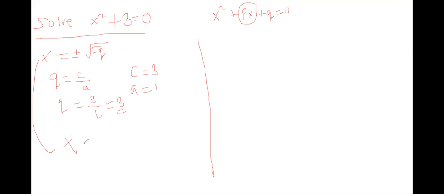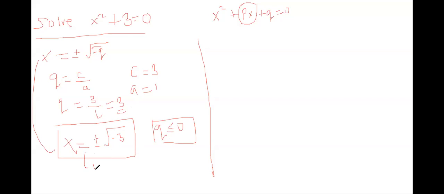This is x equals plus or minus the square root of minus q. What is q? q is 3. Can we solve this? Obviously no. So that's why they said that q should be less than or equal to 0. Because if it's greater than 0, then we will have a negative number here, and you can't find the square root of a negative number. So hence, there is no solution to this equation.